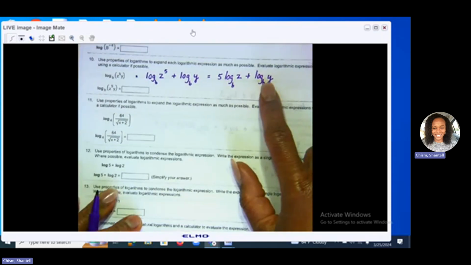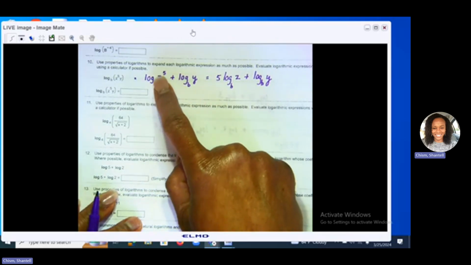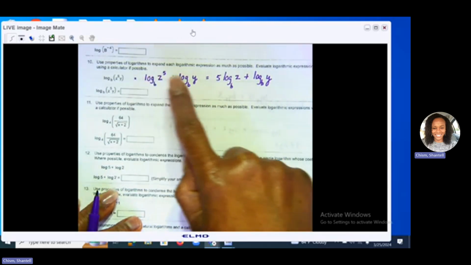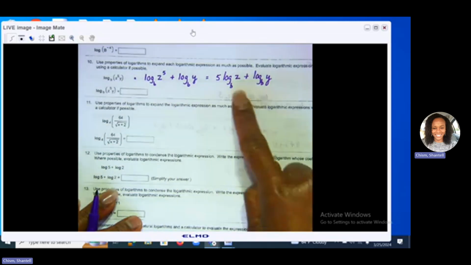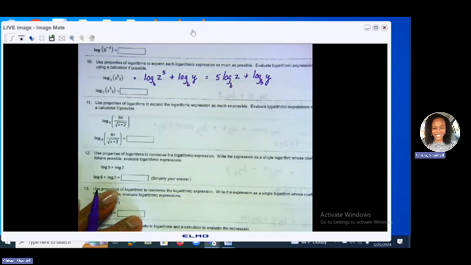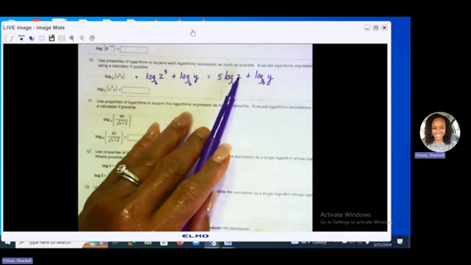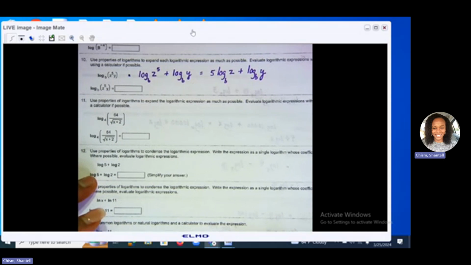Don't forget to include that last part. Sometimes I'll have students that focus on the part that they're simplifying and they'll enter that in and forget about the other part. So just make sure you put in the whole answer. And that would be all that you're able to do because again, these are variables, nothing else you can do.